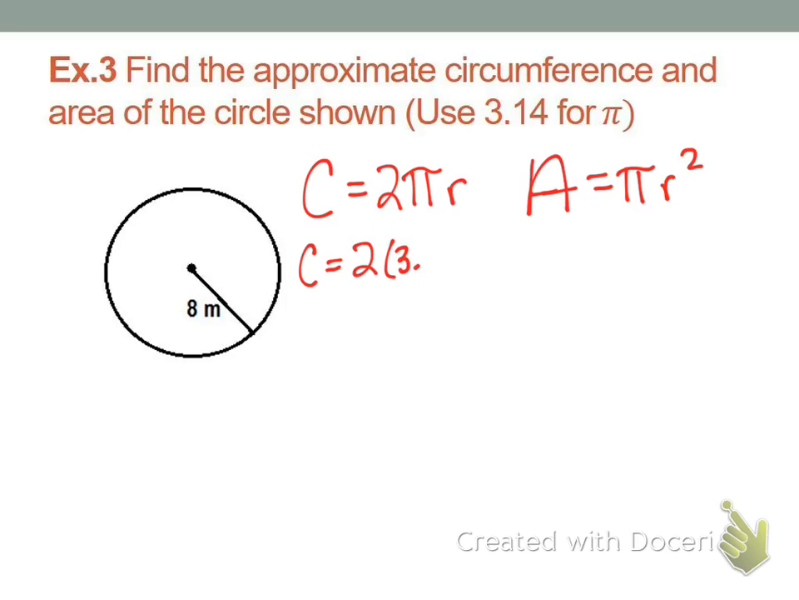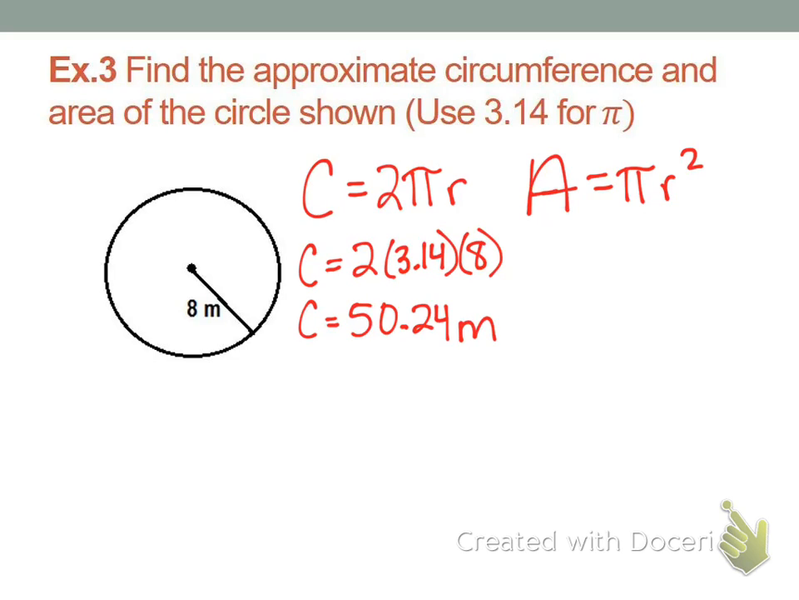So 2 times 3.14 times, what's going in for radius? 8. Okay, what do we get? Caleb, did you get it? 50.24. Circumference equals 50.24. My units? Meters. Do we agree?